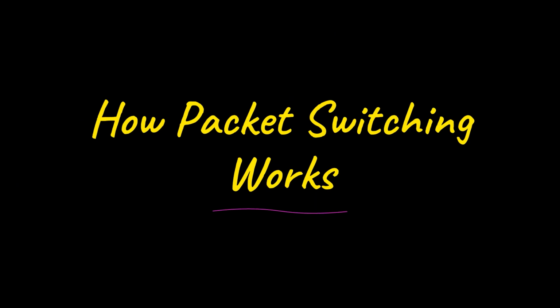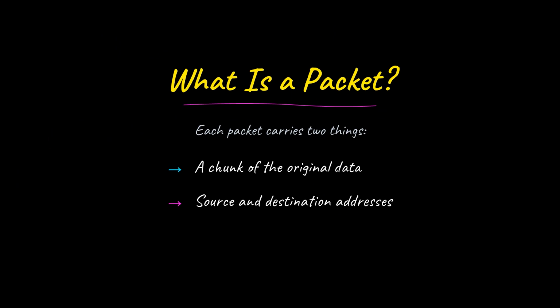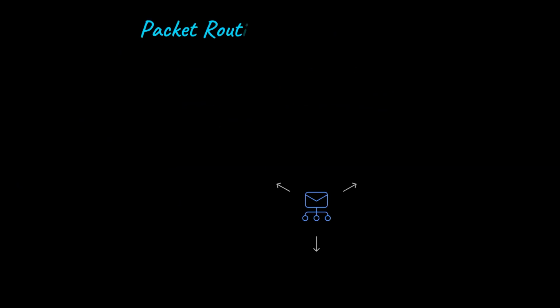Rather than sending a message as one continuous stream, it breaks data into small independent units and routes them across the network. Every piece of data is divided into packets. Each packet contains a fragment of the message, addressing information so the network knows where it came from and where it's going, and a sequence number so the destination can put everything back in order.